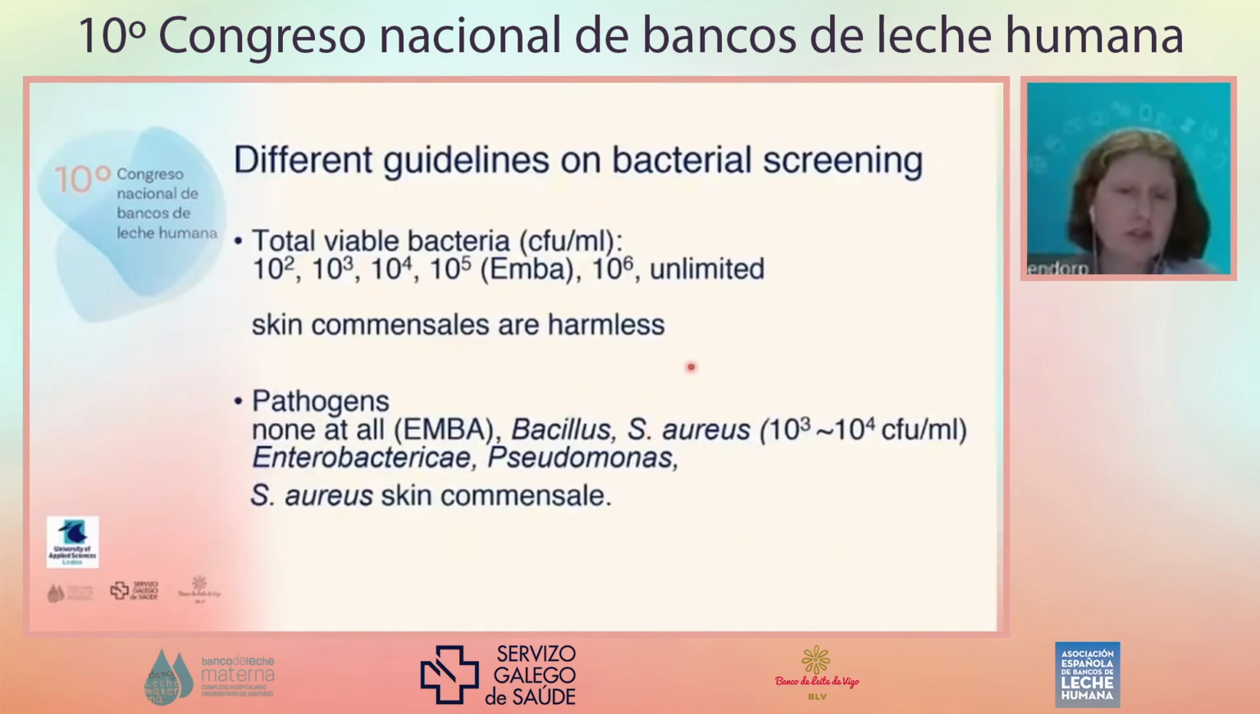So if I conclude this table, you can see that some milk banks are very strict. They don't accept milk which has bacteria over 100, which is quite a lot. And there's also milk banks, like I said before, if it's just normal skin flora, they don't have an upper limit. And for the pathogens, although EMBA says there should not be any at all, there are different guidelines saying that we accept a small amount of some of the pathogens like Bacillus, S. aureus, and Pseudomonas, for example.